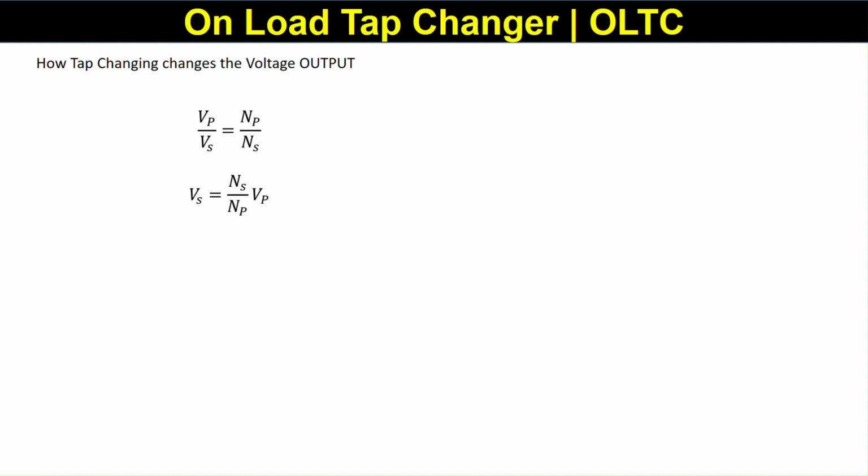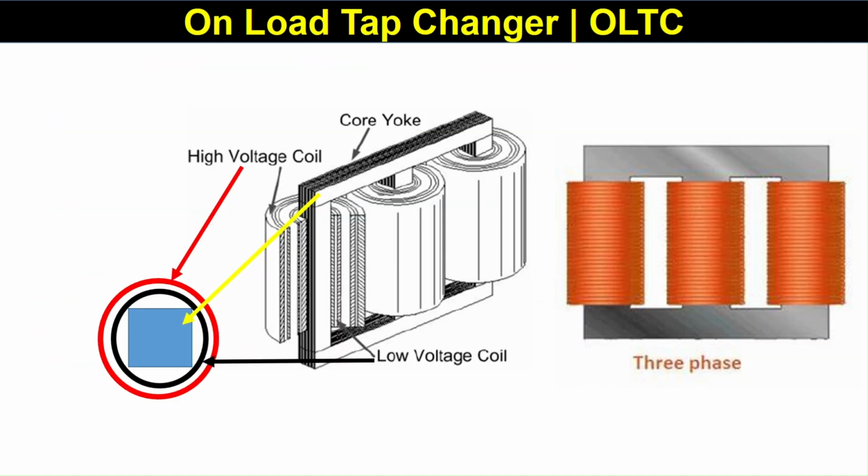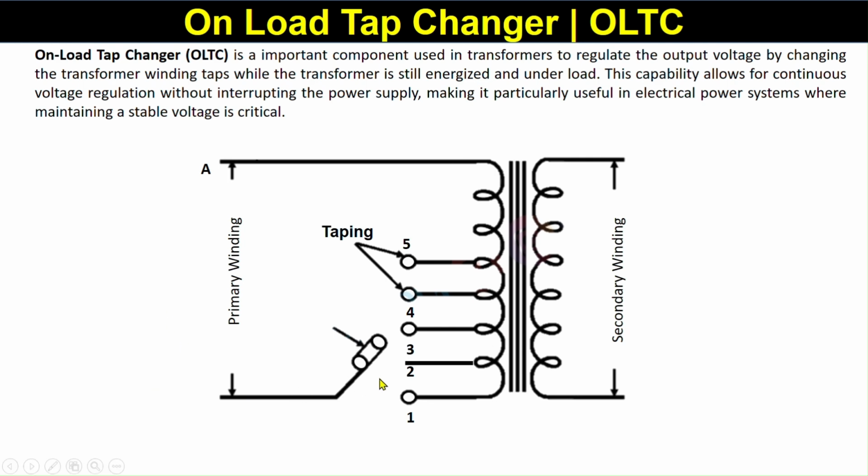Vs is equal to Ns divided by Np into Vp. Here the Vs is inversely proportional to the number of turns on the primary side. With the help of tapping, I have shown the previous figure. You can see this figure here.